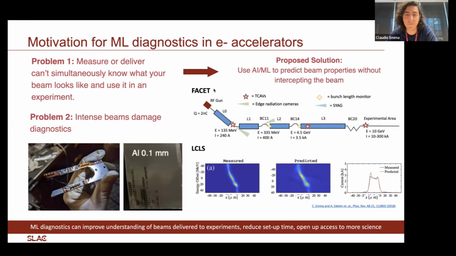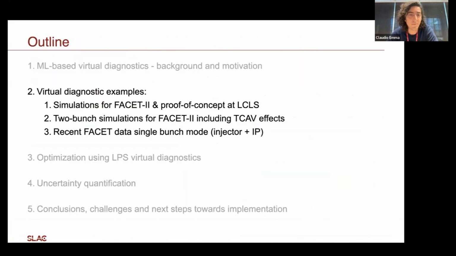And so, the LCLS here, like I said, is the second linear accelerator facility which we're going to show data from today. And it's very similar in layout here. There's just 2 bunch compressors instead of 3 as compared to FACET. And so again, as I just described, the motivation for us is to integrate these diagnostics into our control system to improve the understanding of beams delivered to experiments, reduce setup time, and consequently open access up to doing more science. So let's get to the examples and show you some data from simulation and experiment.